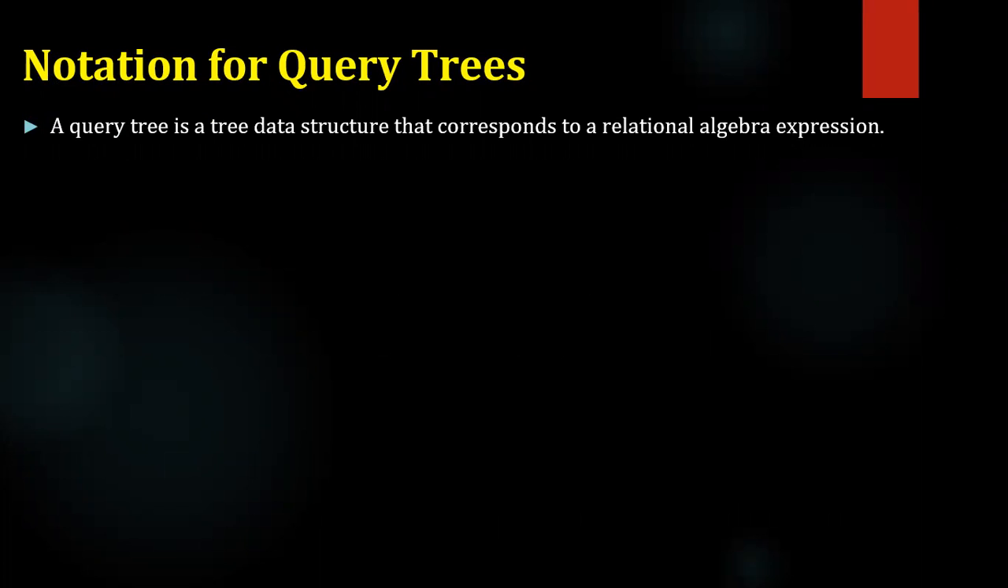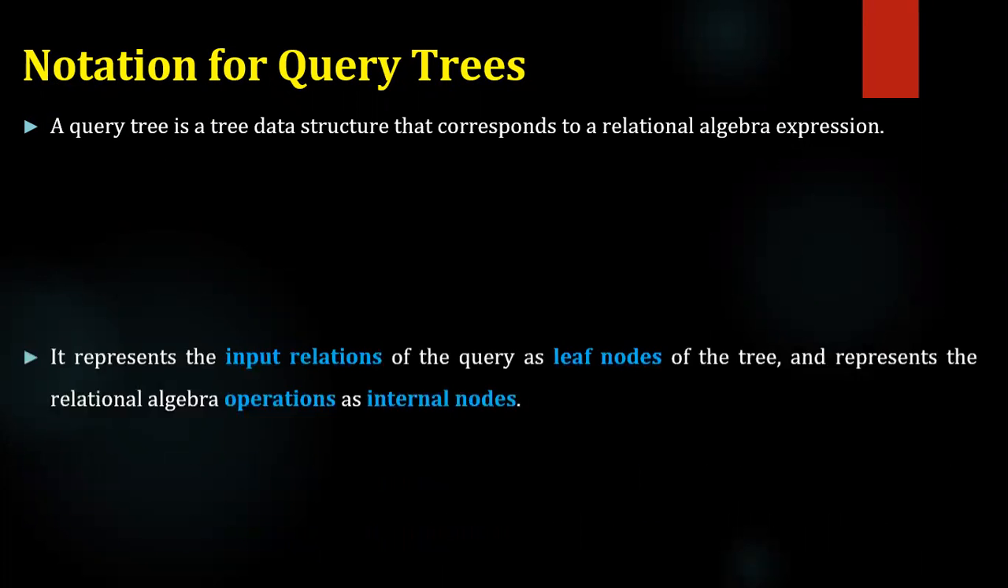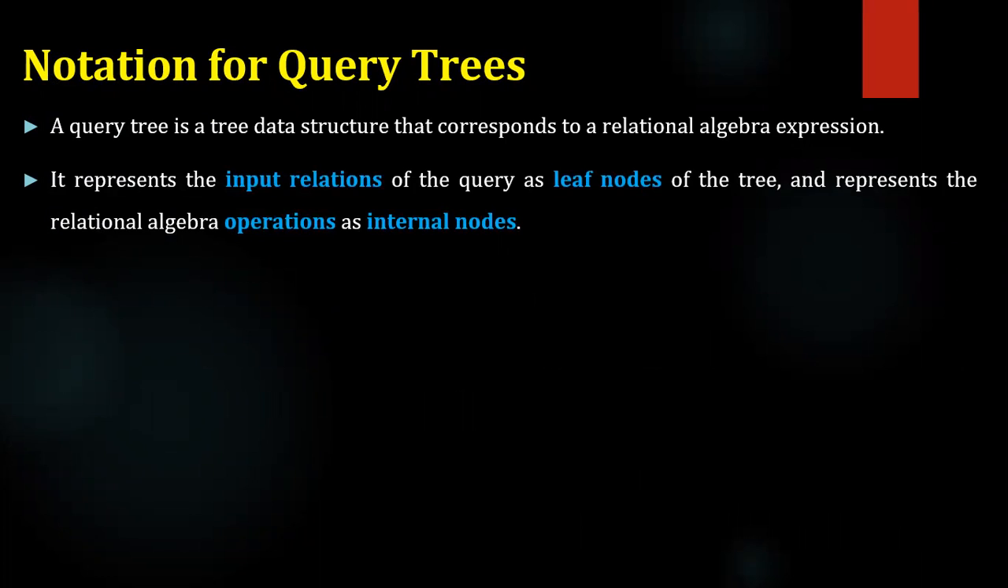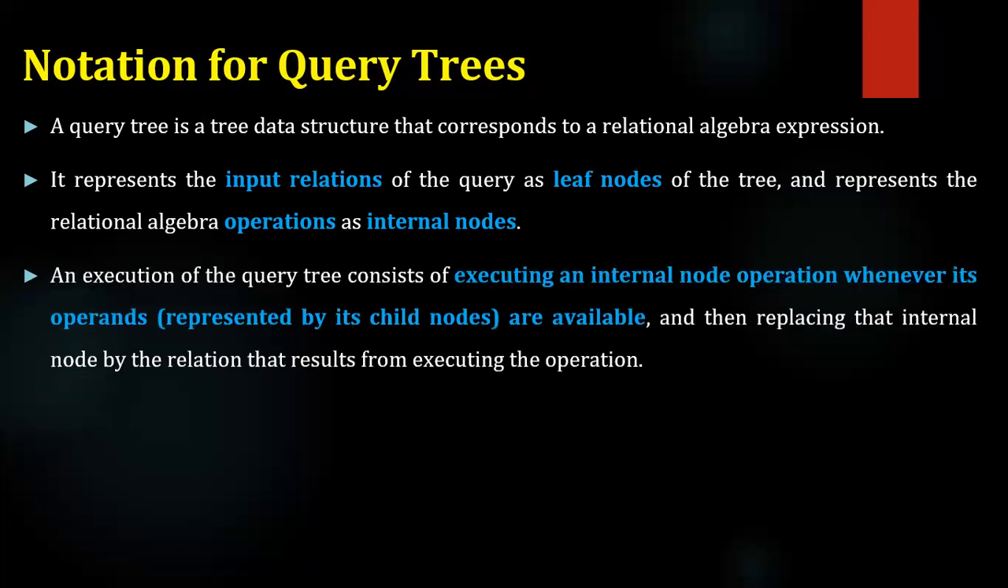So now here, as we know, a query tree is also a tree like data structure, but it is used to represent relational algebra expressions. So here the tree represents the input relations as leaf nodes, and operations will be used as internal nodes. Okay, leaf node is the input relation, internal nodes are the operations, and result will be the root.